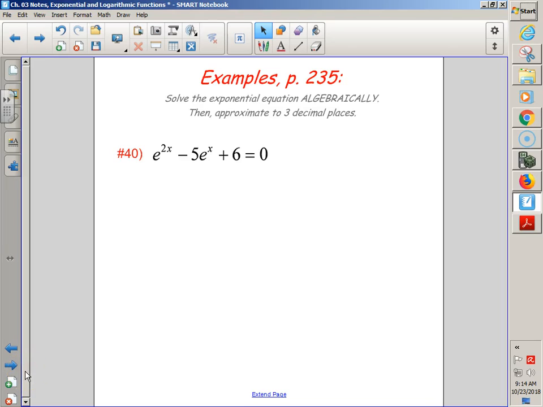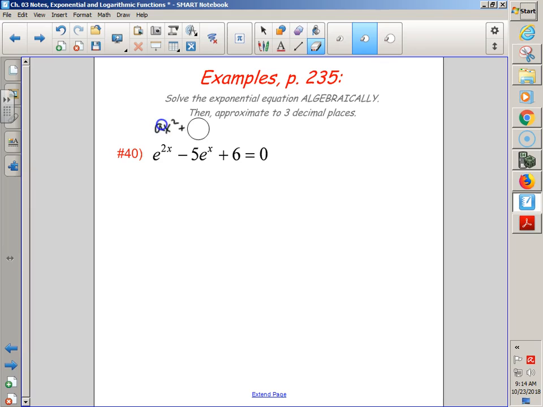A quadratic? No, no, no. A quadratic, you may be thinking. I know a quadratic. A quadratic is an ax squared plus bx plus c. It's not a quadratic because quadratics have x's and this has e's.